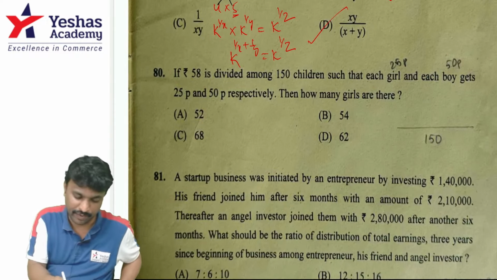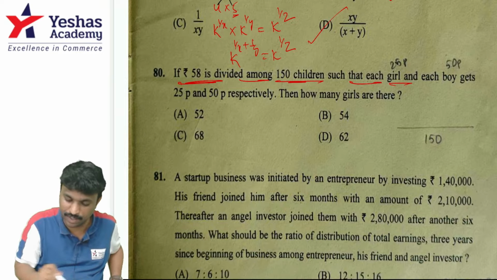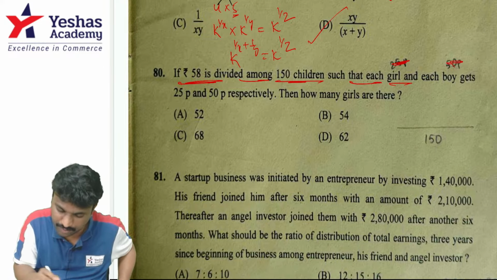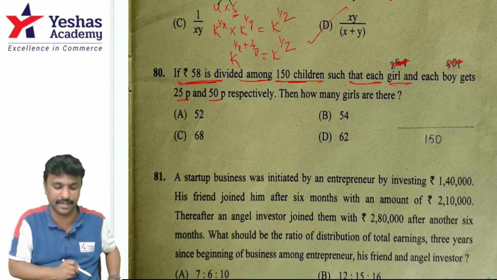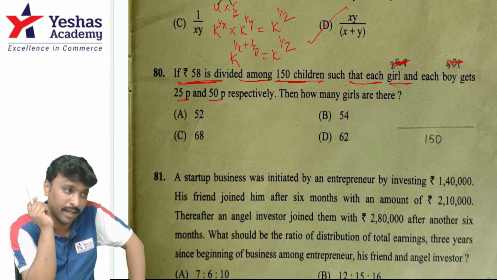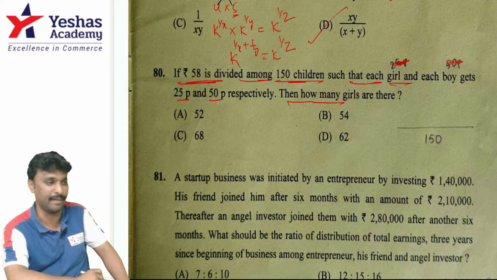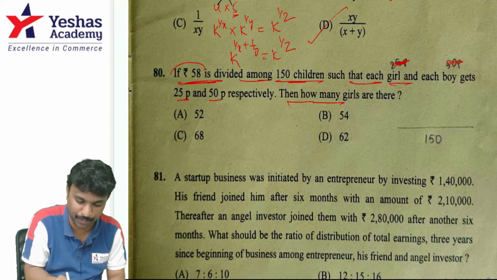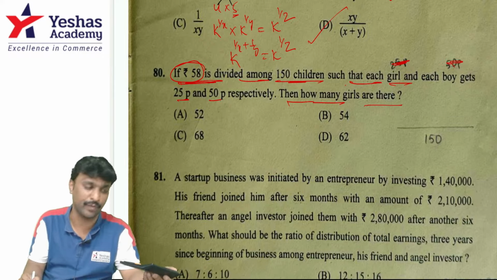Question number 80. 58 rupees is divided among 150 children such that each girl and each boy gets 25 paise and 50 paise respectively. That means girl child gets 25 paise, boy child gets 50 paise respectively. Then how many girls are there? Guys, by option hitting we can do it. Total amount is 58 rupees we should be getting. Total children are 150. So they're asking number of girls.